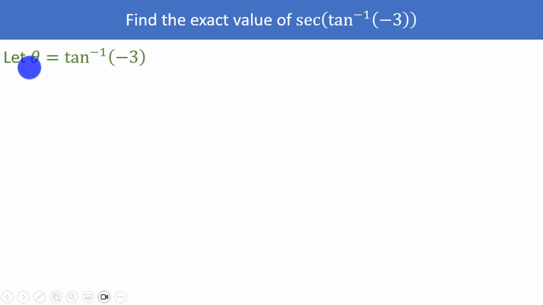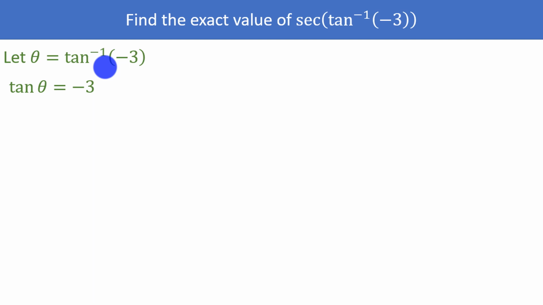We'll have to say that theta, the inside of our secant function, is equal to the inverse tangent of -3. Okay, and again, remember what this is asking. This is saying tangent of what angle gives me -3, so we could rewrite this as tangent of theta is equal to -3. And then again, just like last time, we have to think about which quadrant this is going to put us in. Okay, so the range of inverse tangent is from -π/2 to π/2. So that would be either quadrant 4 or quadrant 1.